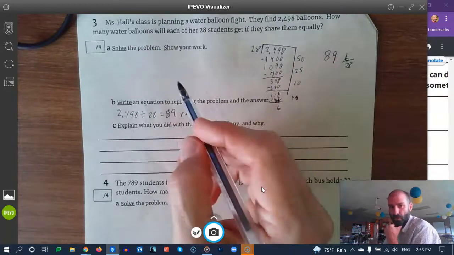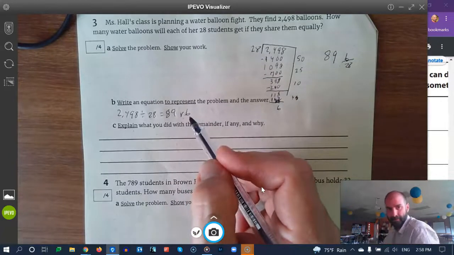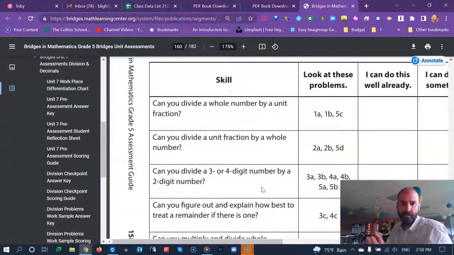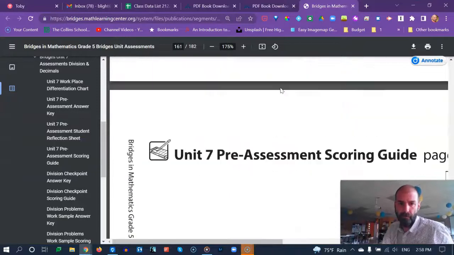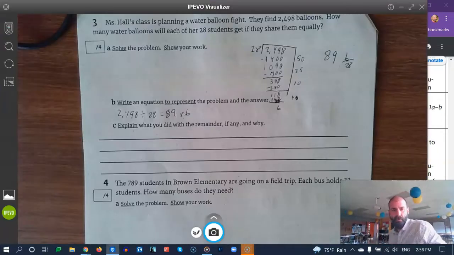So we have to have it work. We have to have a good explanation about what we did with the remainder. We have to have the right answer. Anything else to get points here? Let's look. 1 point for work that could leave, correct answer, equation, and the treatment of the remainder. All right, that's 4 points.